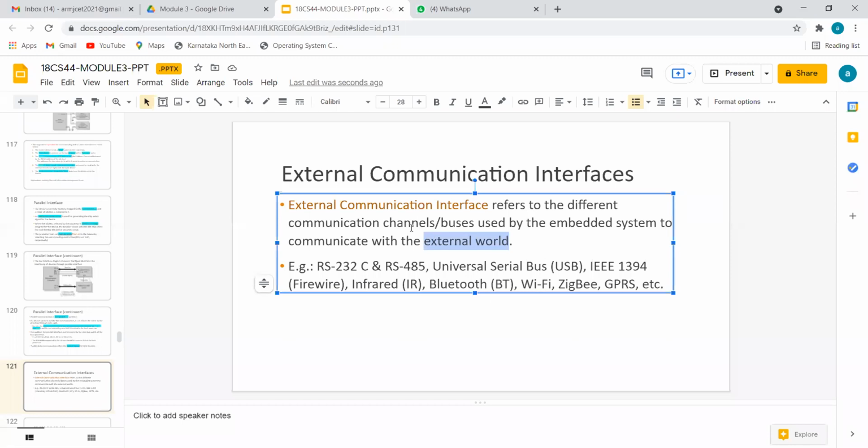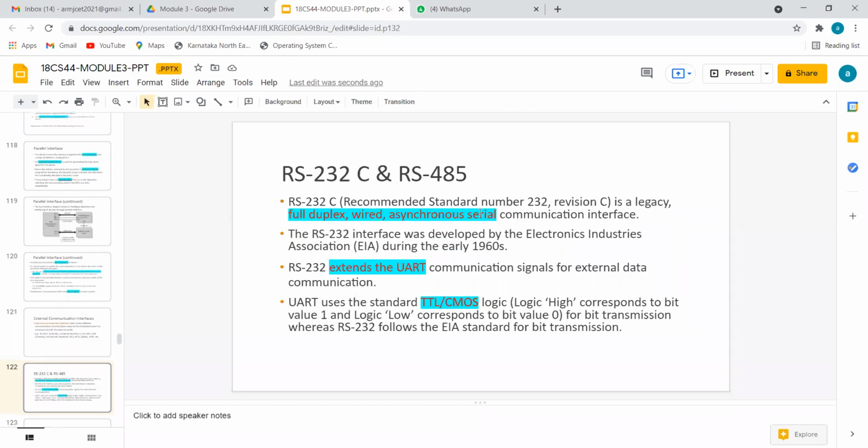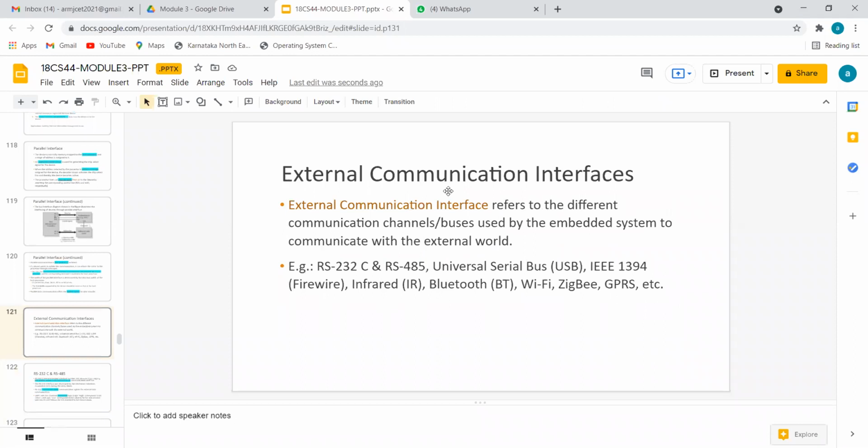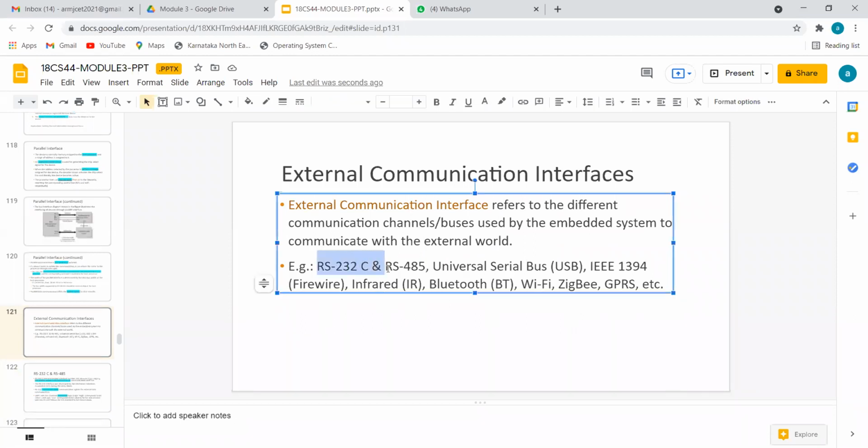will communicate with the embedded system processor. External world communicates with the embedded system, and the embedded system communicates with the external world. External world means user or sensor, actuator, etc. That means they are not inside the system, they are outside the embedded system. The first external communication interface is RS-232 and RS-485.